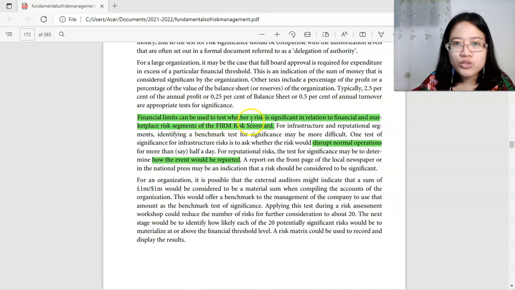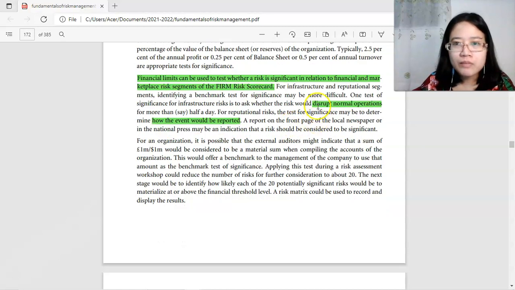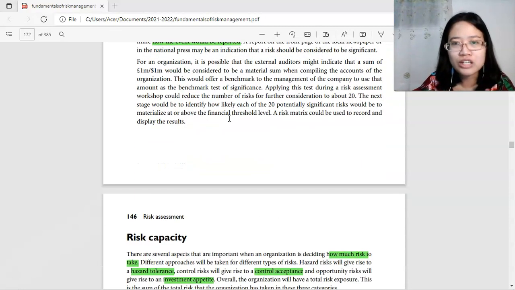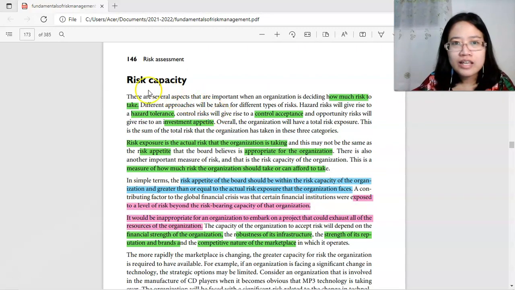Financial limits can be used to test whether a risk is significant in relation to financial and marketplace risk segments of the firm risk scorecard. Tapos yan, disruptions in normal operations, how the event would be reported, yun nga, kung national TV ba yan, or regional lang, or local community lang. Okay? And then yung kasunod, risk capacity. Okay? How much risk to take?